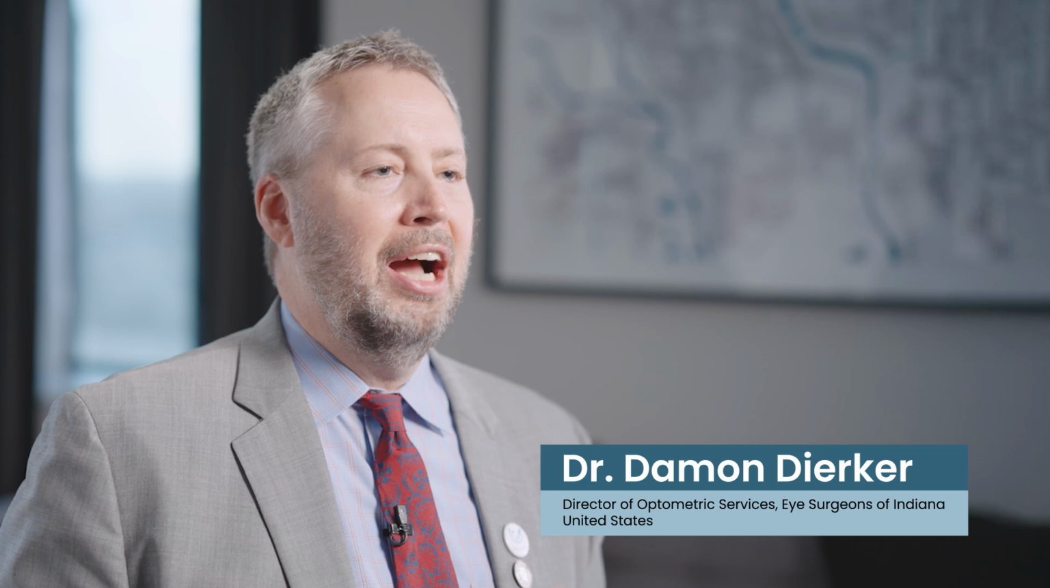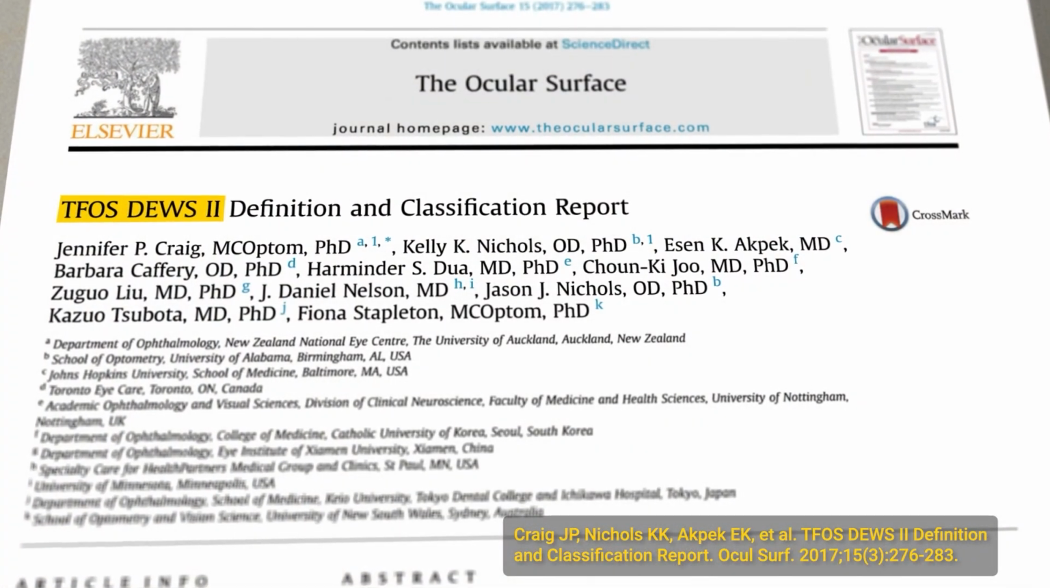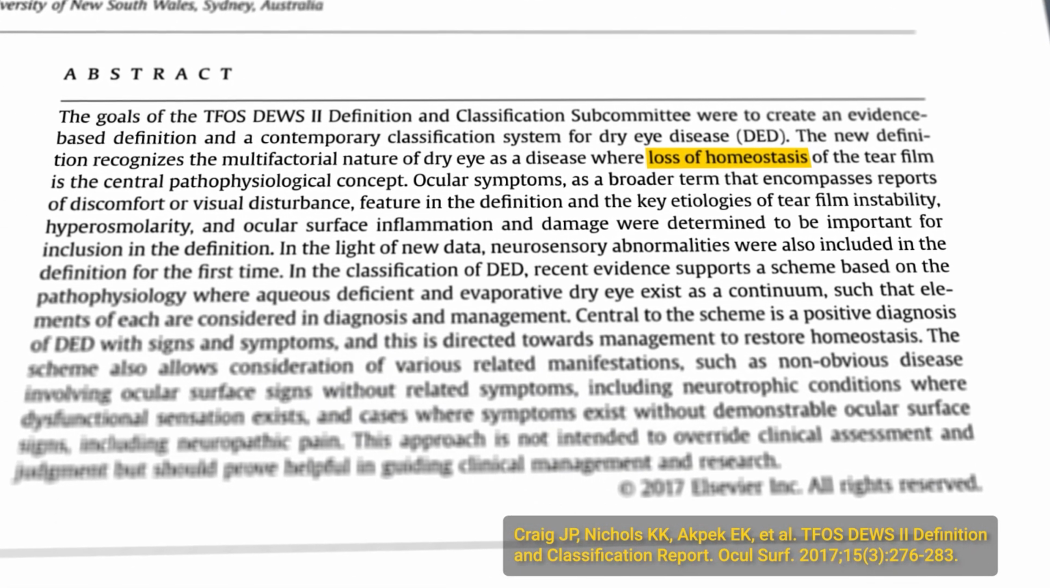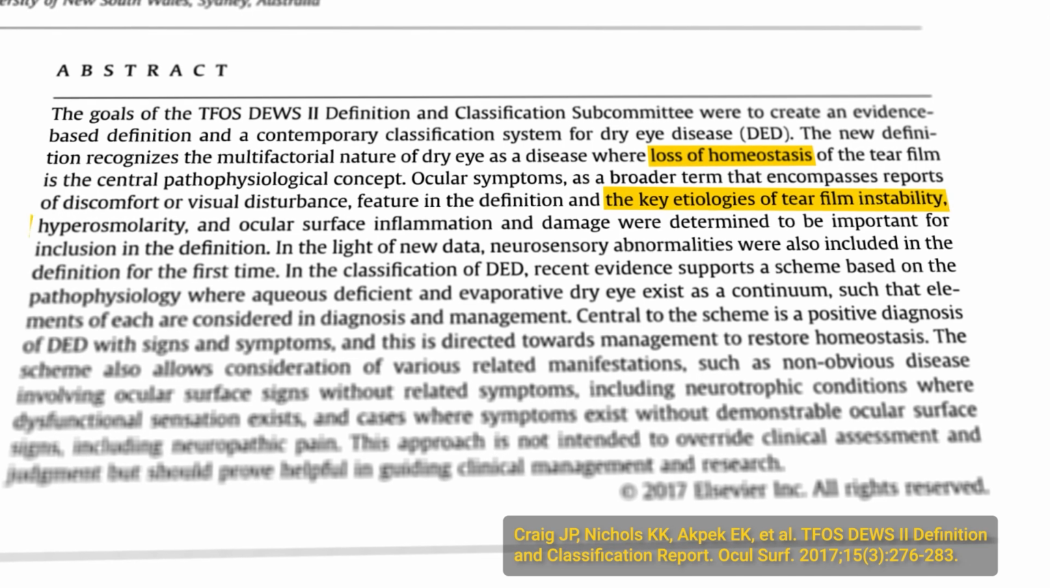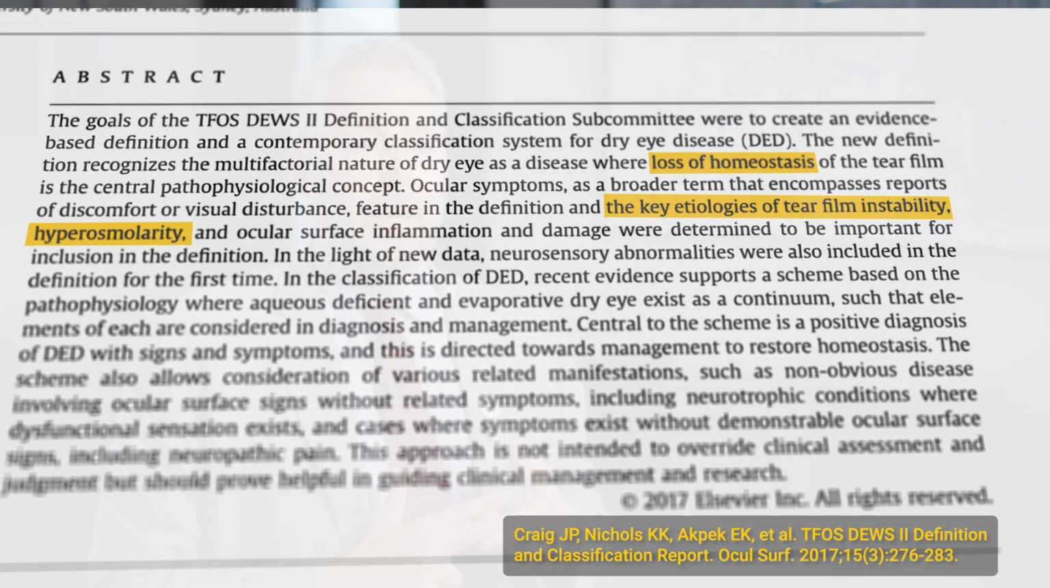So when I think about how we define ocular surface disease, I look back at DEWS 2. And this is going to be a patient that is symptomatic, that has some sort of loss of homeostasis. And how we find that in the clinic, we either look at their tear osmolarity, or we look at ocular surface staining, or we look for a reduced tear breakup time.